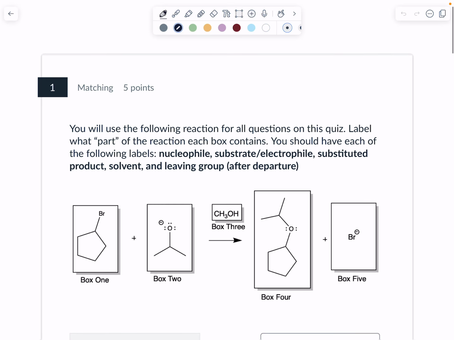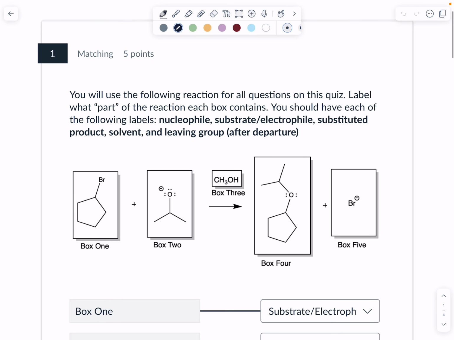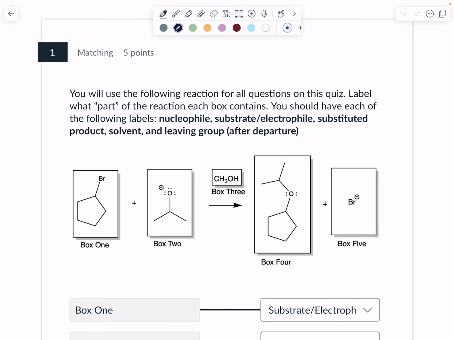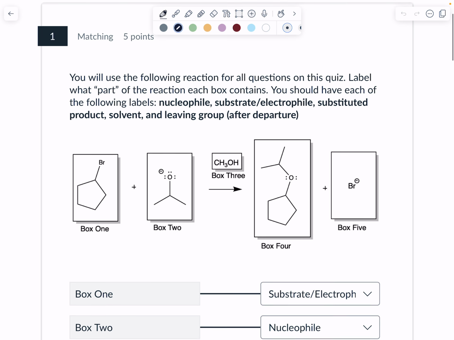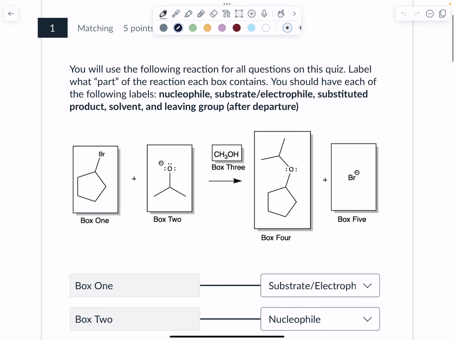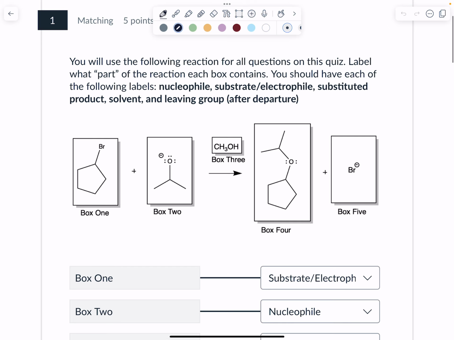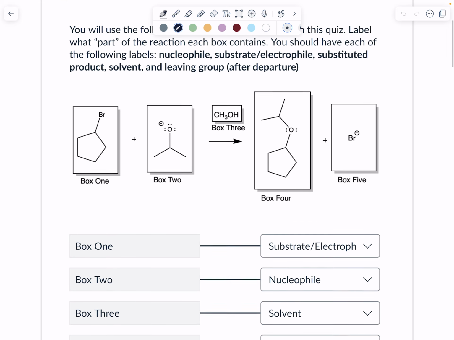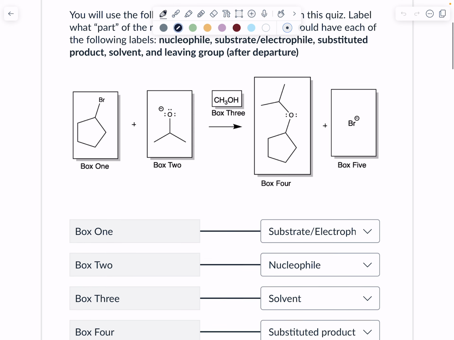I'm going to do a video key for quiz 6, so that you can kind of go through and compare your answers. So the first question is, you'll use the following reaction for all the questions on this quiz. Label which part of the reaction each box contains. You should have each of the following labels: nucleophile, substrate, electrophile, substituted product, solvent, and leaving group after departure.